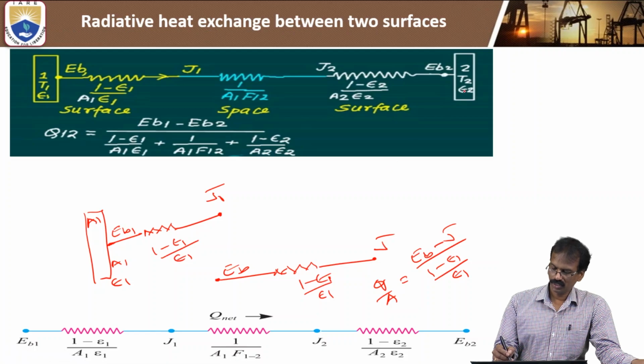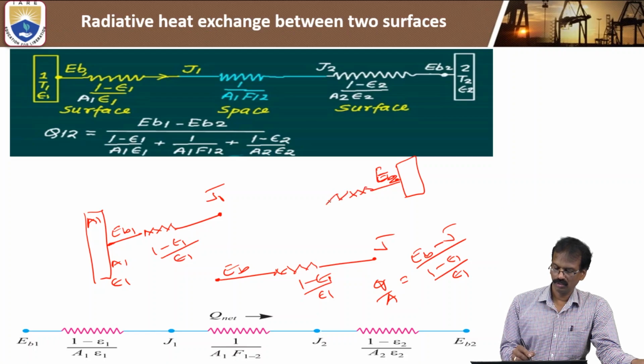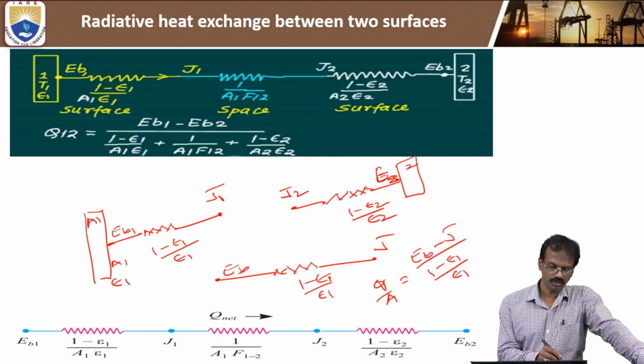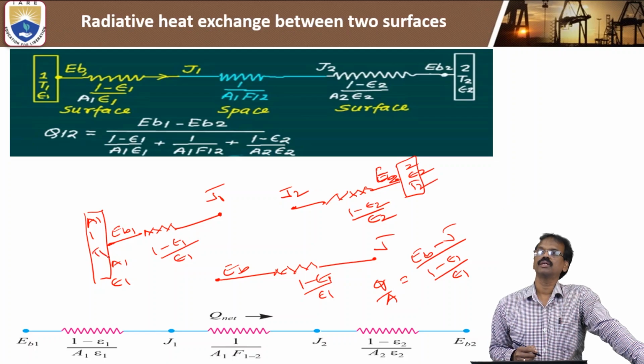Similarly for the second surface, this is Eb2, the emissive power, it will start with the surface resistance, that is 1 minus epsilon 2 by epsilon 2, then it comes to J2. It means radiosity with respect to surface 2. This is surface 2, this is surface 1, with emissivity epsilon 2, temperature T2, and this is temperature T1. The area is A2.